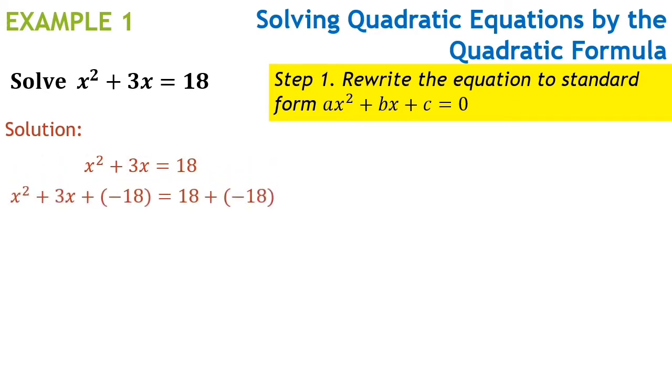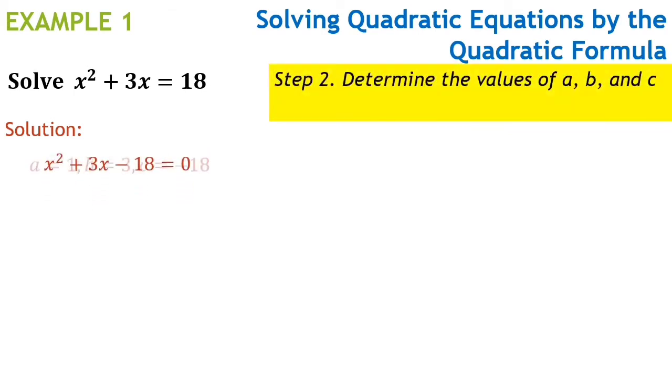Very good. We're going to add the additive inverse of positive 18, which is negative 18, to both sides of the equation. So we have x squared plus 3x plus negative 18 is equal to 18 plus negative 18. And the equation will become x squared plus 3x minus 18 is equal to 0, the standard form.